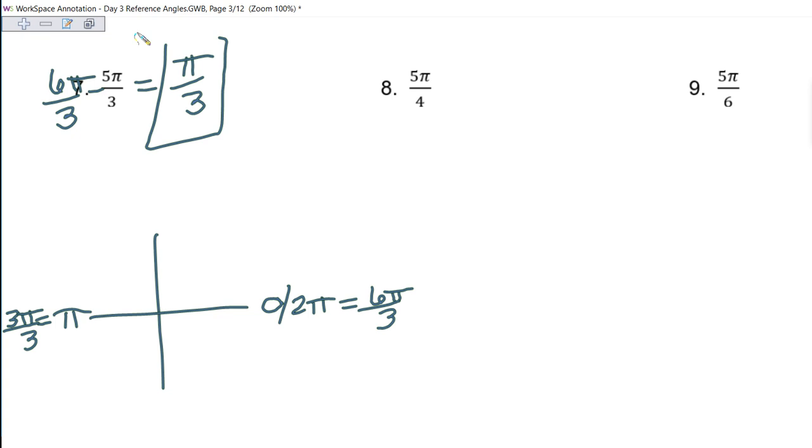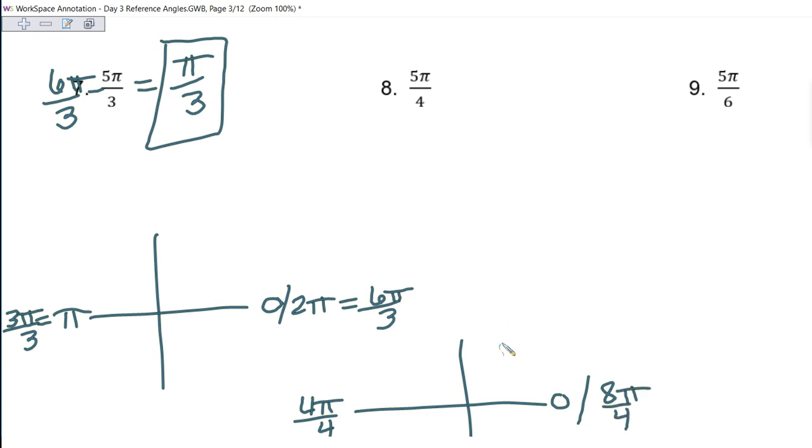Next one, number 8, we have 5 pi over 4. Here we're counting by pi over 4, so here would be 0, and instead of pi, I'm going to put 4 pi over 4, and instead of 2 pi, I'm going to put 8 pi over 4. So 5 pi over 4 would be closer to 4 pi over 4 or 8 pi over 4? 4 pi over 4. So here I'll have to subtract 4 pi over 4 to get the positive angle, which would be pi over 4.